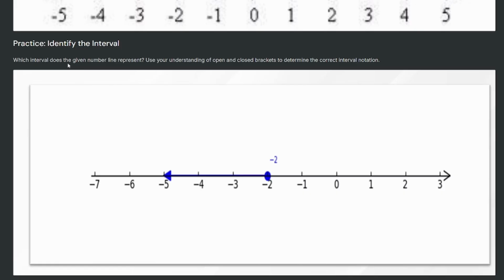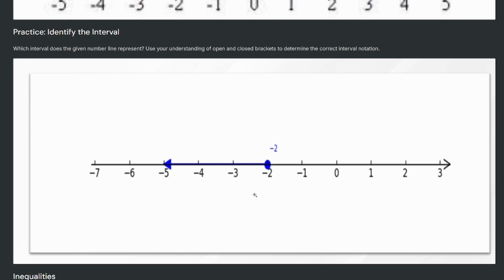Which interval does the given number line represent? Can you write it in the form of an interval, using brackets? I give you 5 seconds and then I'll show it. First of all, the arrow goes to infinity, meaning negative infinity on one side and positive infinity on the other. And in the case of infinities, we always use a round bracket. Remember that, okay? So for this case, what should we use as an interval?